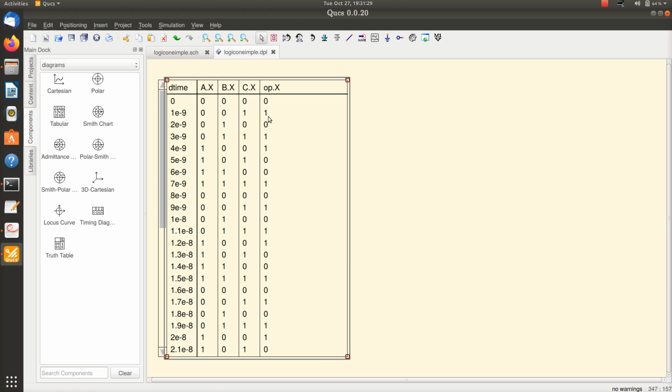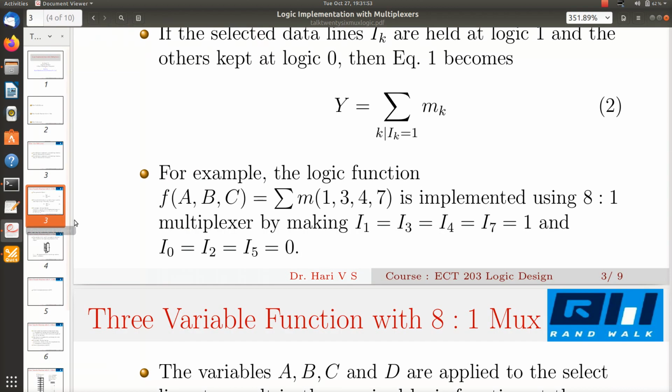For 0 0 1, 0 1 1, 1 0 0, and 1 1 1, that is 1, 3, 4 and 7, the output is a 1. Otherwise, it is a 0. So effectively, I have implemented a three-variable logic function with the 8:1 multiplexer. You can do this in the lab also. You can use a 74151, or you can simulate it in QUCS.